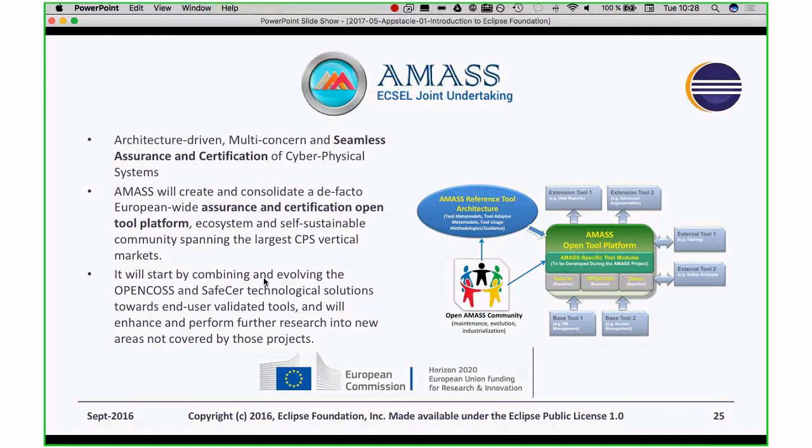AMASS is a new project which started last year. It's about modeling and certification. How do you model something and certify it correctly?